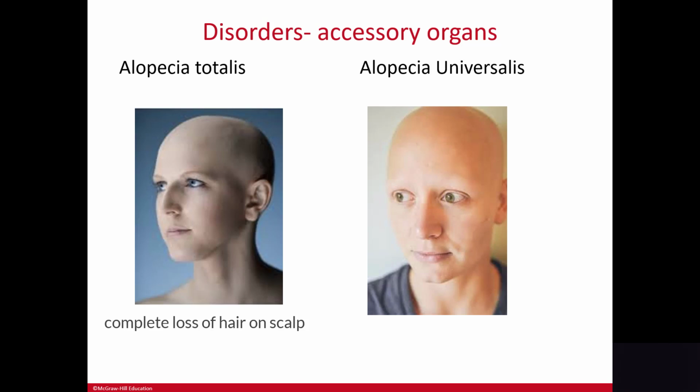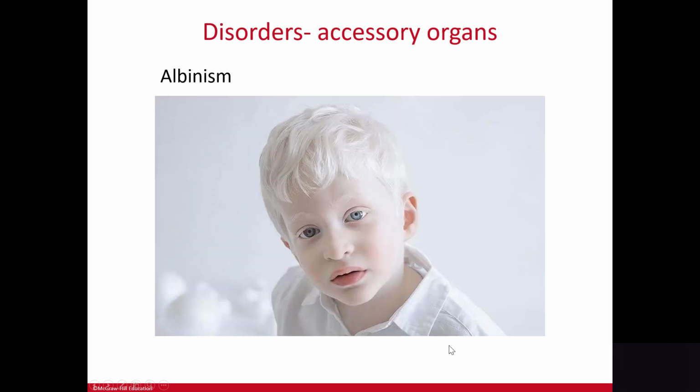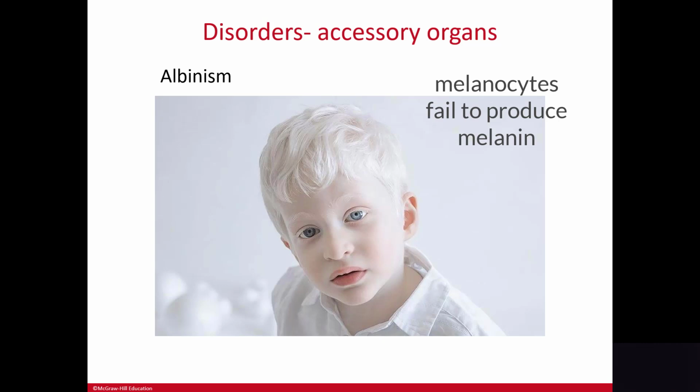Alopecia totalis refers to complete loss of scalp hair. And alopecia universalis is complete loss of body hair, so hair all over the body, including eyebrows, eyelashes, nose hair, and complete loss of all body hair. And this is a picture of somebody with albinism. So this condition, remember, results from the melanocytes completely failing to produce melanin, so there's a lack of pigment in the hair, skin, and eyes. And the default color for eyes is blue, so they have very, very pale blue eyes.